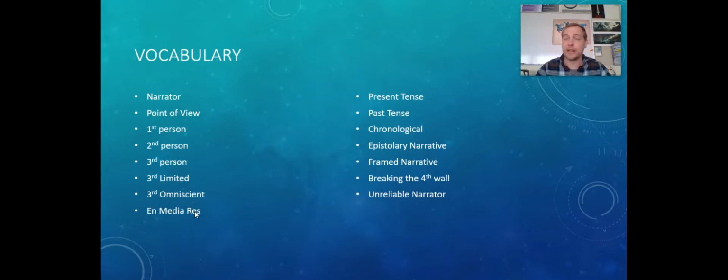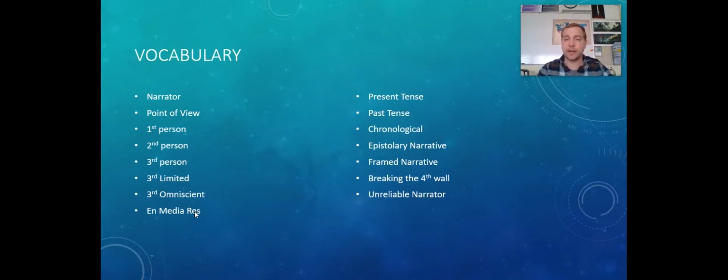An epistolary narrative, that's a series of recorded tapes or letters or documents or anything like that. A framed narrative. Breaking the fourth wall, which you're very familiar with if you've ever seen Deadpool. And the unreliable narrator. And these are all things that you want to consider whether or not to use in your narrative before you even start.